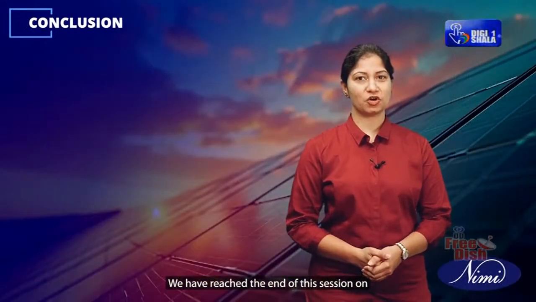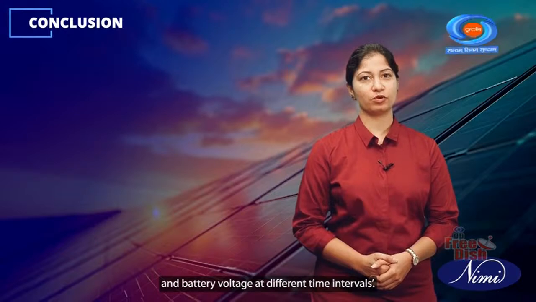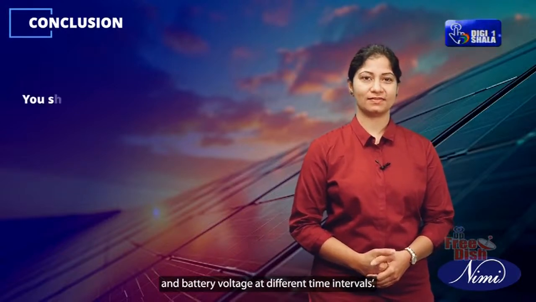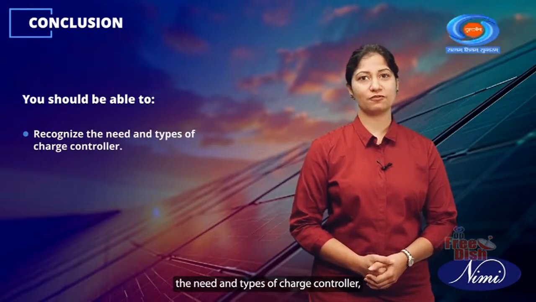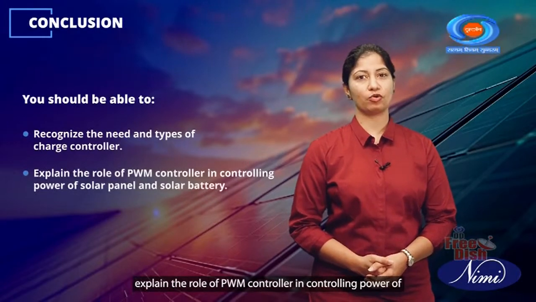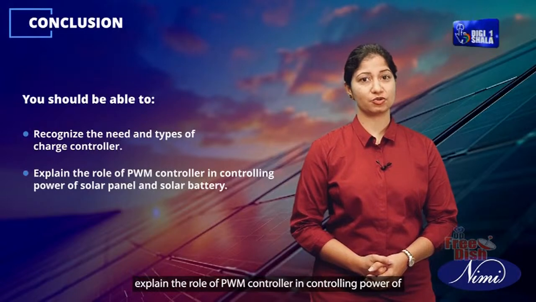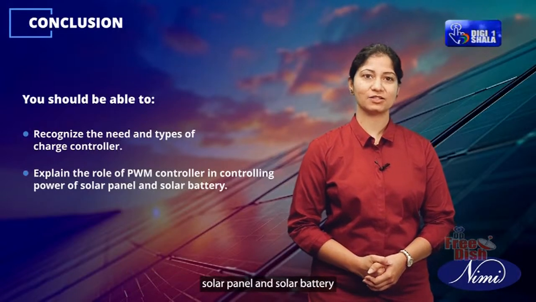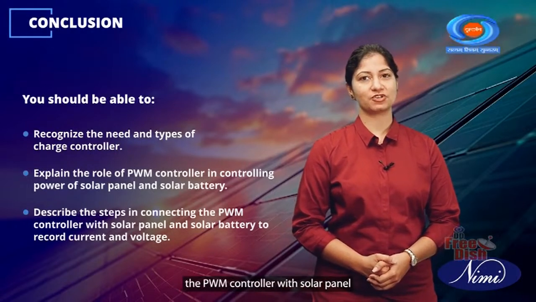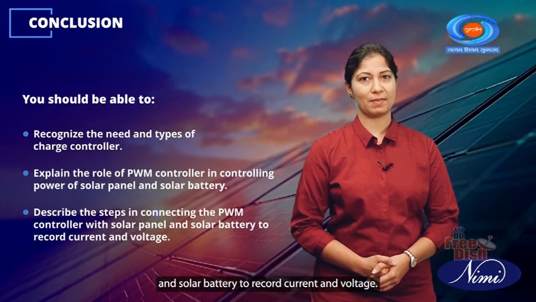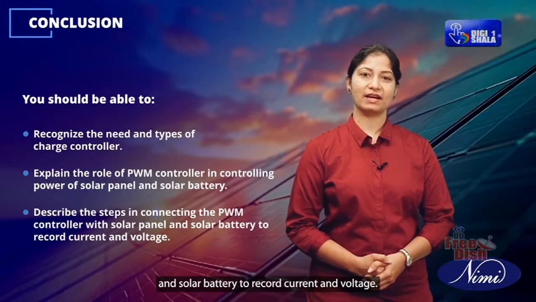We have reached the end of this session on how to connect the PWM controller with solar panel and solar battery and note input or output current and battery voltage at different time intervals. By now, you should be able to recognize the need and types of charge controller, explain the role of the PWM controller in controlling power of solar panel and solar battery, and describe the steps in connecting the PWM controller with solar panel and solar battery to record current and voltage.